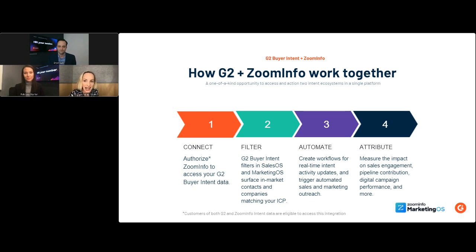I'm sure, Bryan, you may want to add to this. This is our kind of 1, 2, 3 playbook on how you can do it. It's as easy as it looks, but certainly the strategy behind how you utilize it is critical.